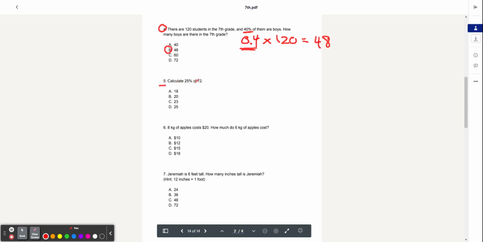5. Calculate 25% of 72. 25%, that is 0.25 in decimal form, or in fraction, that is 1 over 4. You can use either one. I'm just going to use the decimal. 0.25 times 72. That is 18. So A is our answer. You can try the other two on your own.